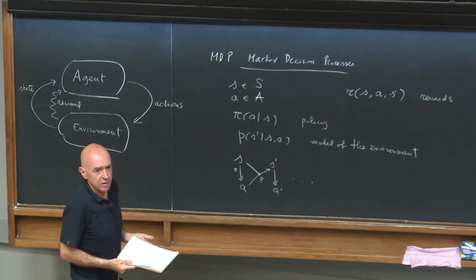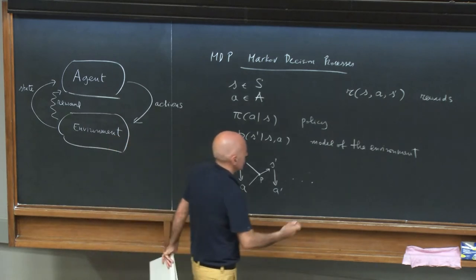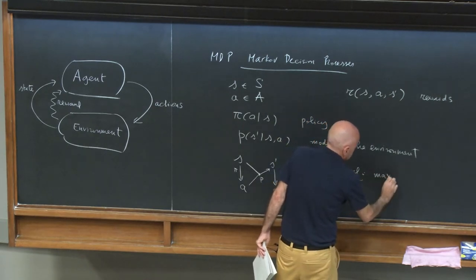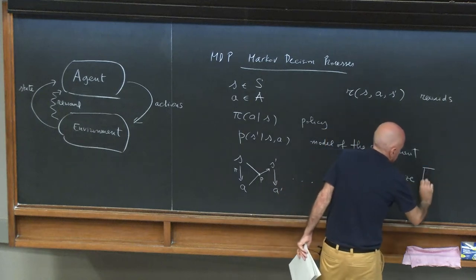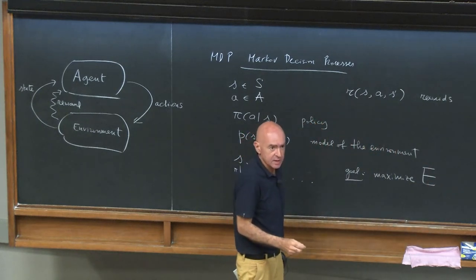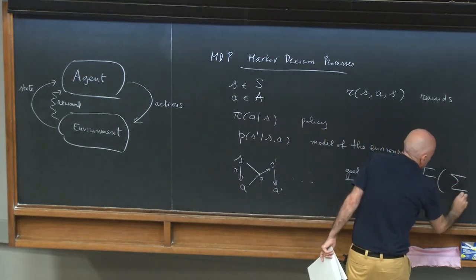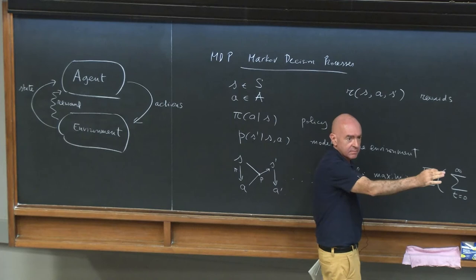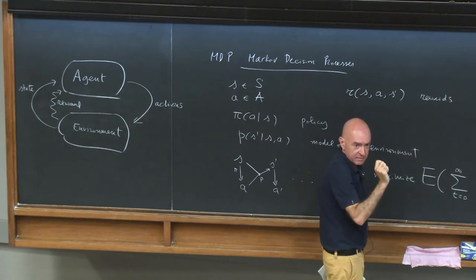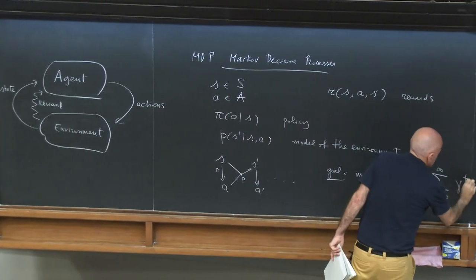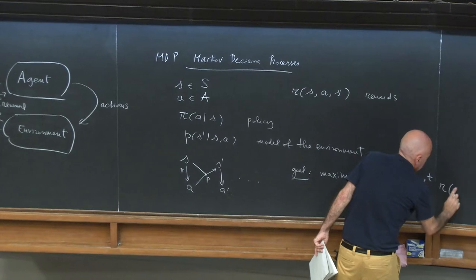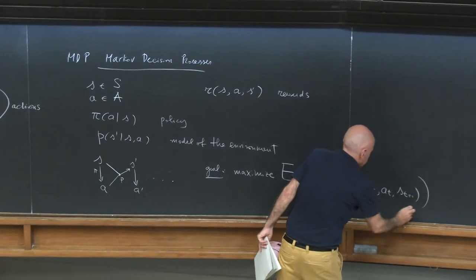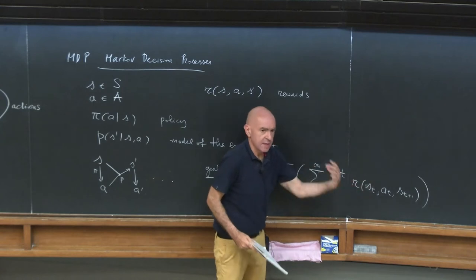And then what is the goal of this process? What do we want to do as an agent? We want to maximize the expected value, I will tell you in a second what this is, of the sum over all future events, because we want to maximize something over the future, not over the past. That's the difficult part of it, right? Of the sum of all the rewards that we will get at all future time steps.